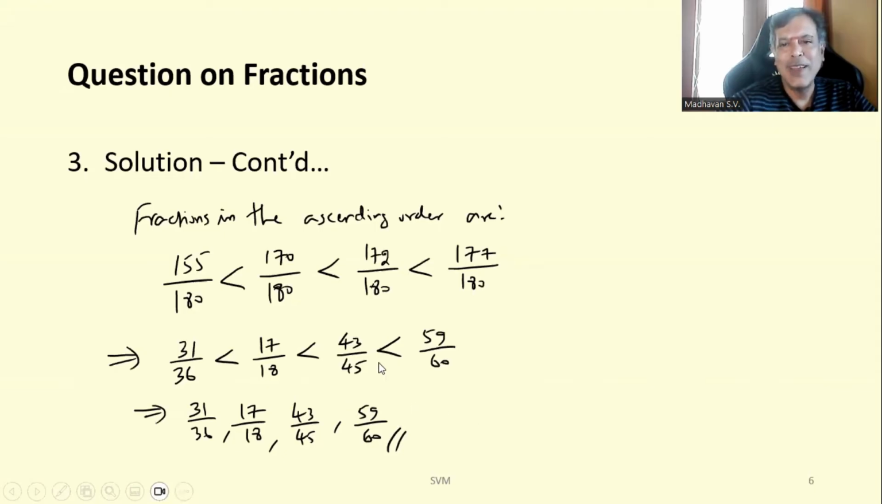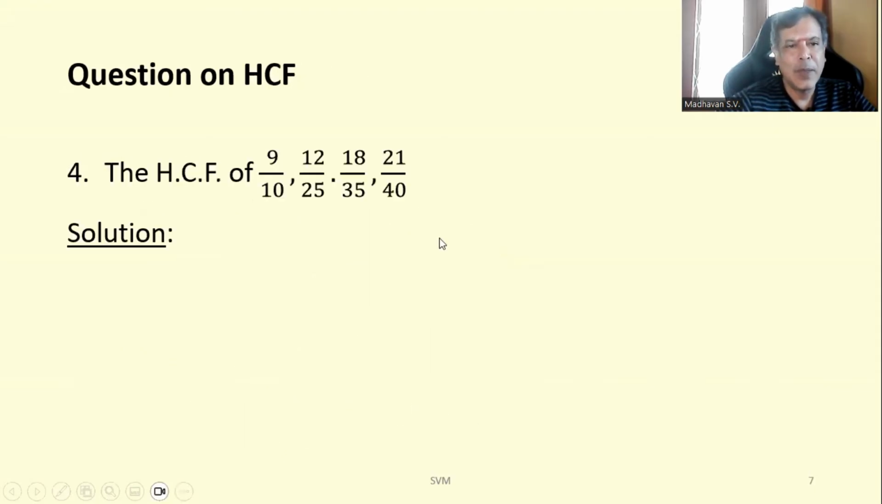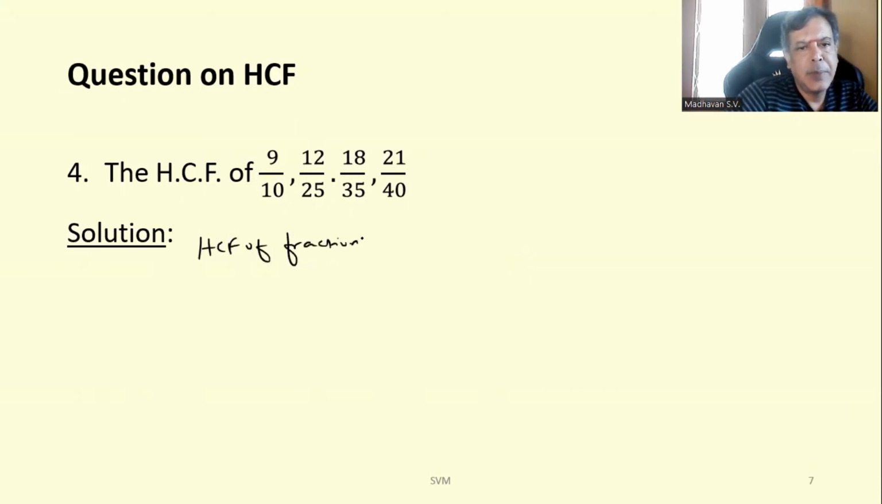Let us move on to the next question. Find the HCF of 9 by 10, 12 by 25, 18 by 35, 21 by 40. So the HCF of fractions can be evaluated as the HCF of numerators divided by the LCM of denominators.